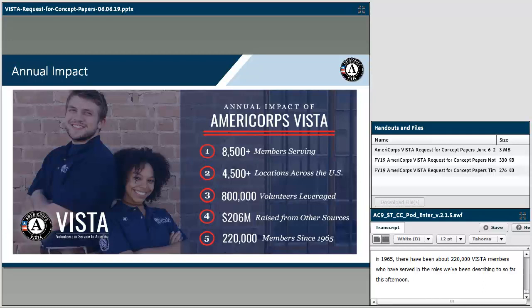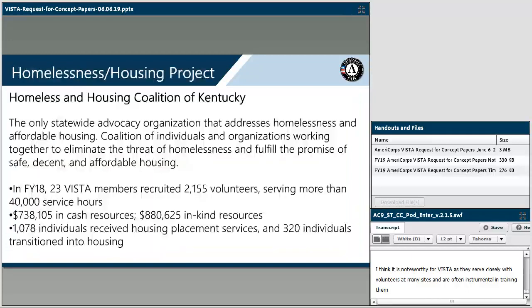So one thing, again, I think it's very noteworthy for VISTA is that they serve closely with volunteers at many sites and are often instrumental in training them and developing processes to build the capacity and sustainability of those projects.